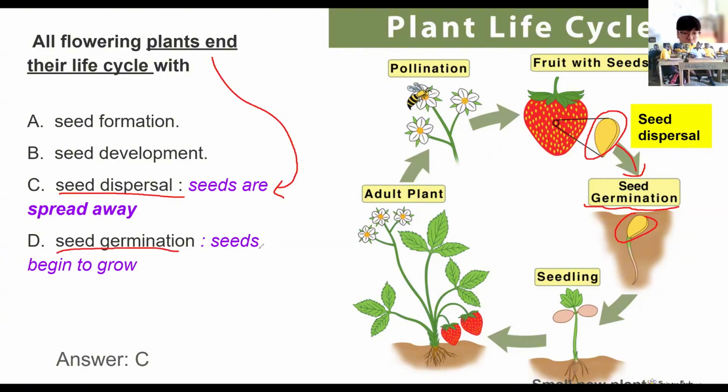Germination, however, is the start of the life cycle, really. Germination means beginning to grow. So this is the end of the life cycle, seed dispersal. Germination is the start of the life cycle. Okay.